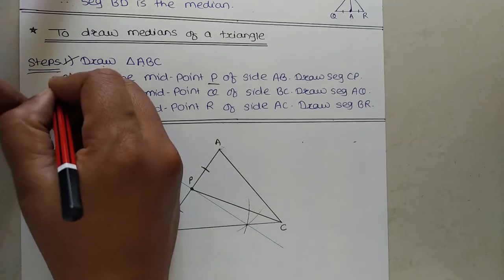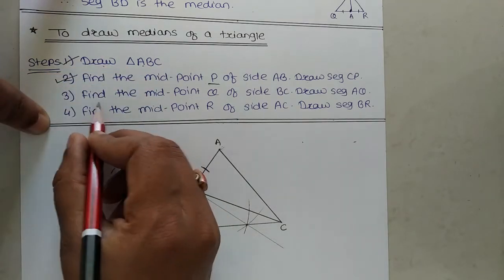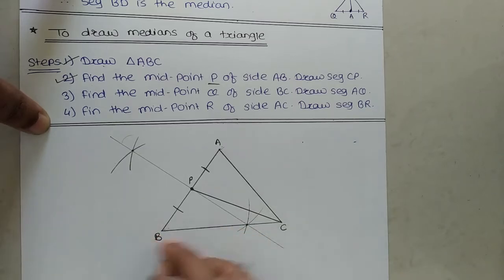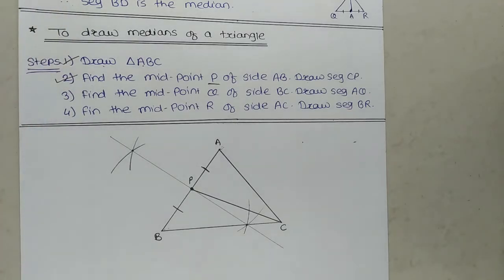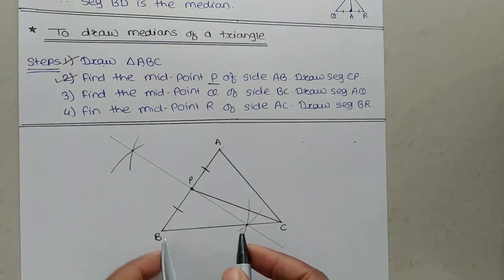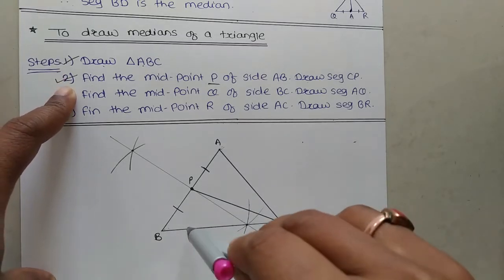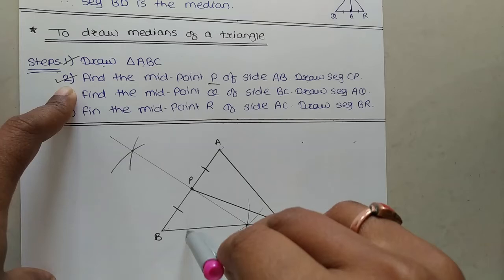Now next we complete the next step. Find the midpoint Q of side BC. The same process applies here. First of all, take the compass. Next, take a measurement more than half, like this, and draw the arc.